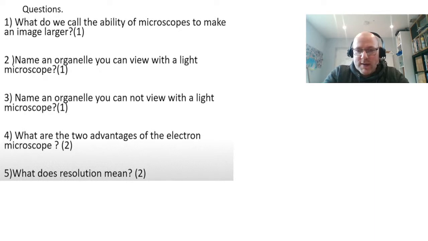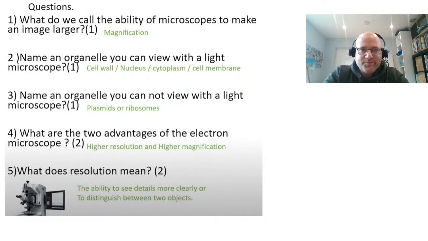All right, let's zing. So you can see there, these are the answers. You can see the cell wall, the nucleus, the cytoplasm, the cell membrane. You're not going to see plasmids, ribosomes, chromosomes in the nucleus. The ability to see details more clearly is the easier one to remember than the ability to distinguish between two objects or see them as separate.